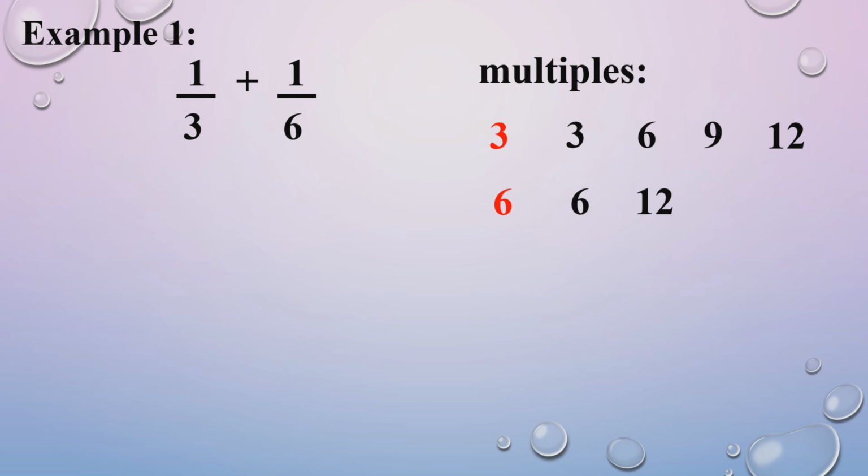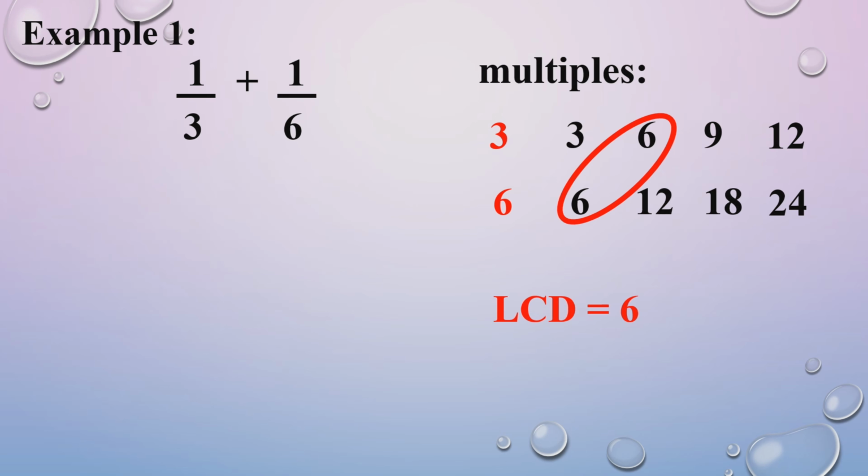Let us have example number 1. So we have 1/3 plus 1/6. So first we have to get the multiples of 3 and 6. So for 3, the multiples are 3, 6, 9, and 12. For 6, the multiples are 6, 12, 18, and 24. Therefore, 6 is the LCD. So let us use that as our denominator.